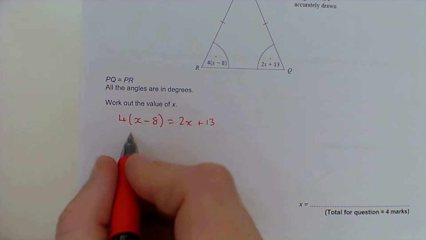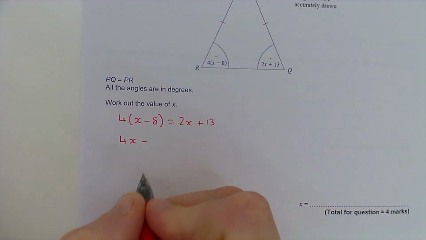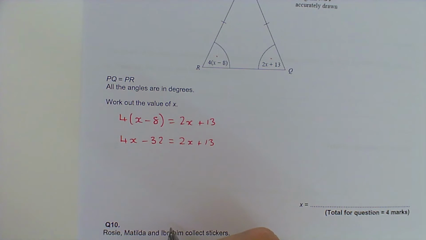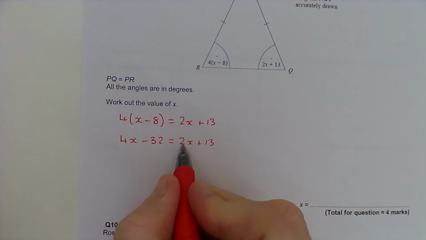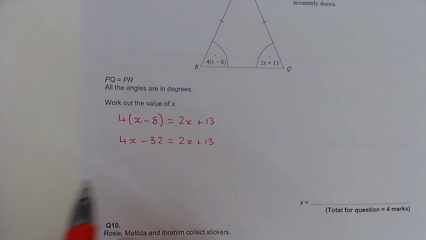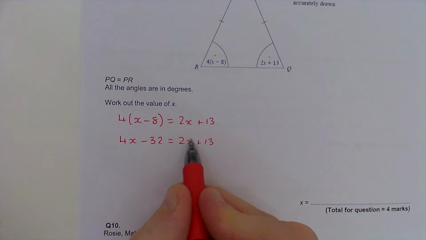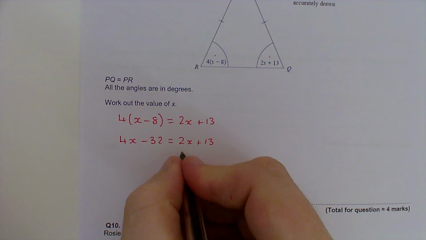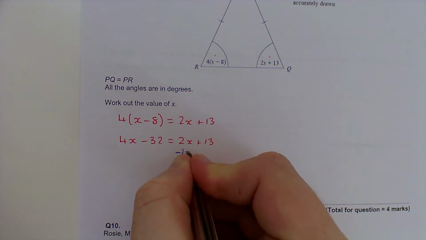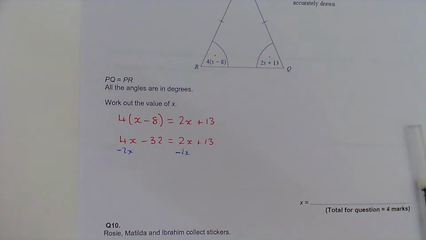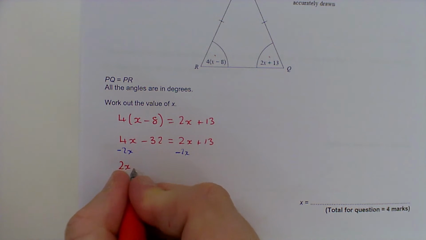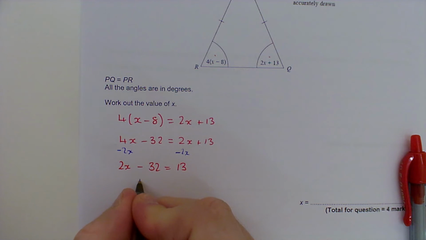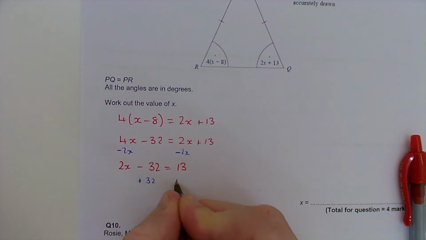So if I start off by expanding out the bracket, I get 4x minus 32 is equal to 2x plus 13. And then I'm just going to start to rearrange this. So I always remove my letters first, and I always remove the smallest letter because that makes it the easiest. So I'm going to subtract 2x from both sides. It means that I get 2x minus 32 is equal to 13. I'm then going to add the 32 to both sides.